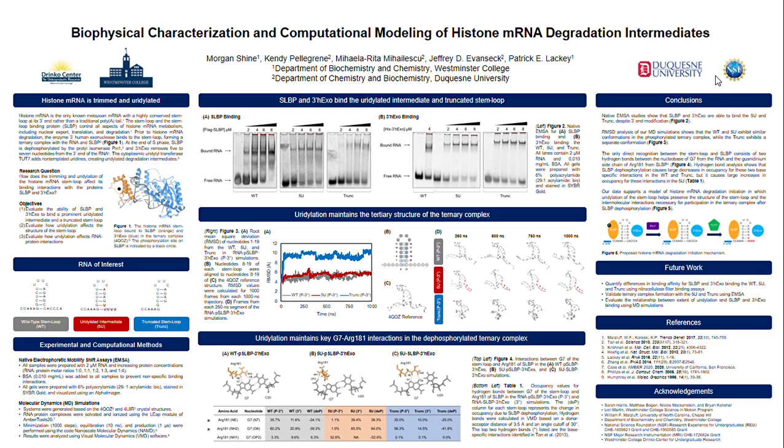We compared hydrogen bond occupancy values for each of the 3 stem loops in their phosphorylated and dephosphorylated ternary complex simulations, and we found that the wild-type stem loop and the truncated stem loop exhibit large decreases in occupancy for the 2 base-specific interactions when SLBP is dephosphorylated, but the uridylated intermediate exhibits large increases in occupancy. And so this suggests that uridylation of the stem loop actually helps maintain a key set of hydrogen bonding interactions with SLBP after SLBP has been dephosphorylated.